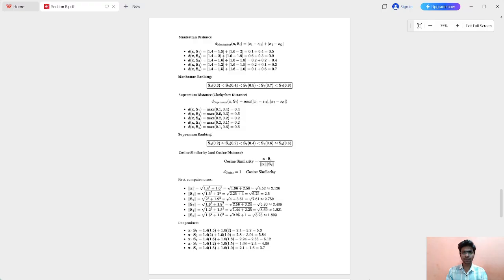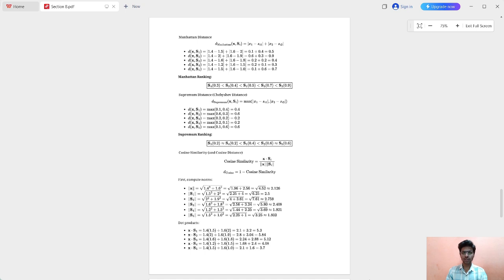Supremum distance method. On applying this formula, the distance between x and s1 is the maximum difference. So s1 is 0.4, s2 is 0.6, s3 is 0.2, s4 is 0.2, and the last one s5 is 0.6. So the ranking is S3 equals S4, and those values are smaller than S1, then S1, and S5 and S2 are greater.